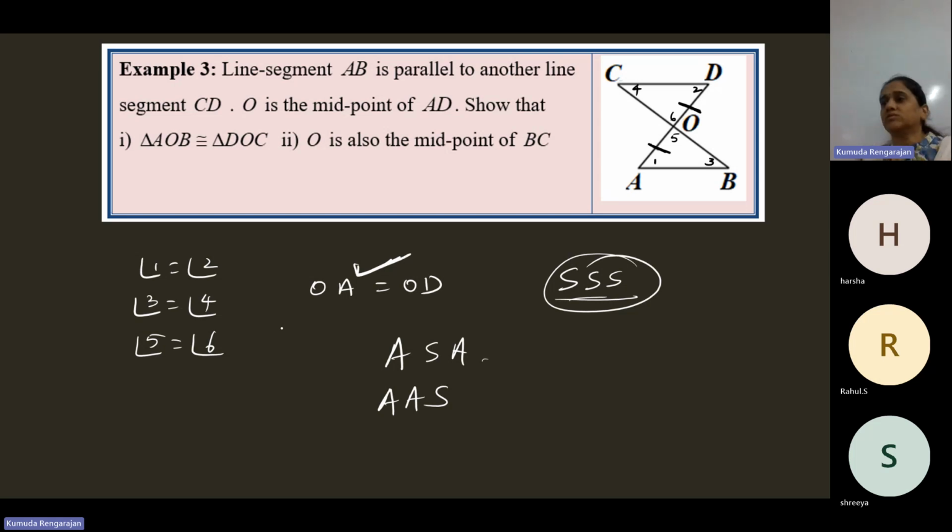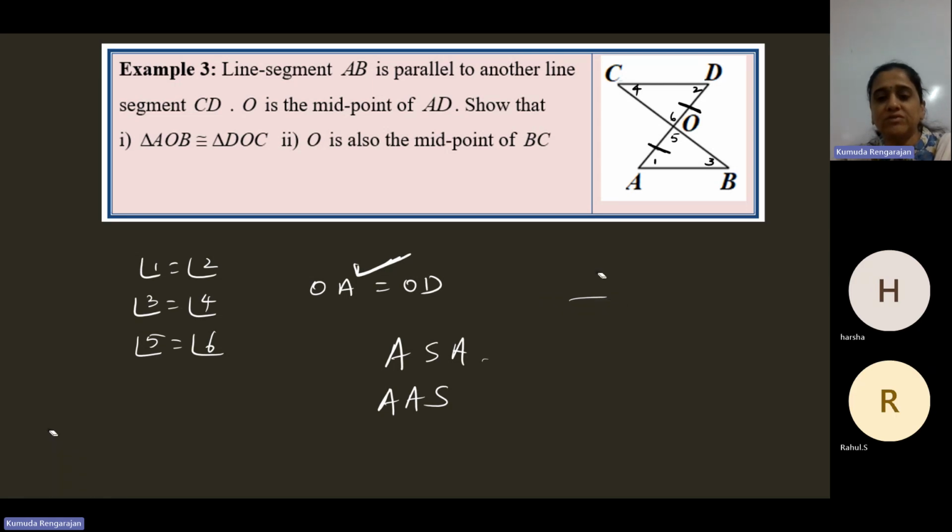You can prove using both. It depends which information you write.